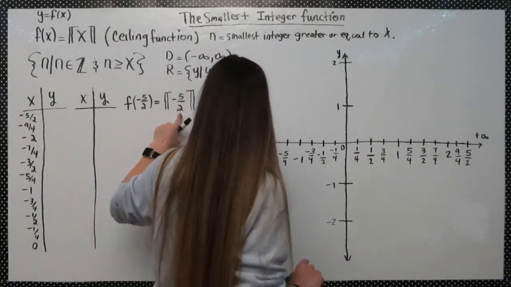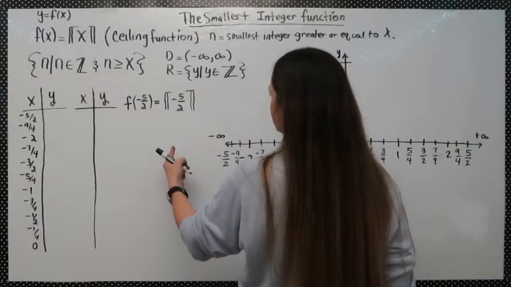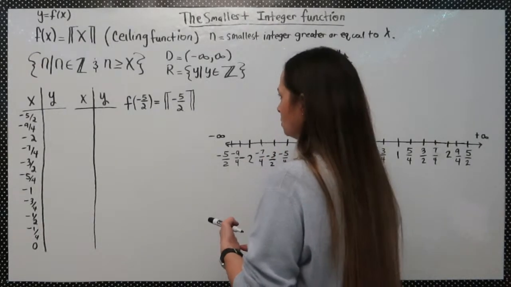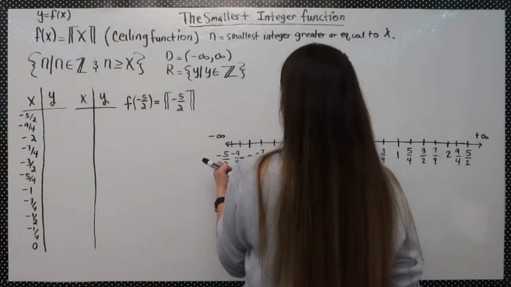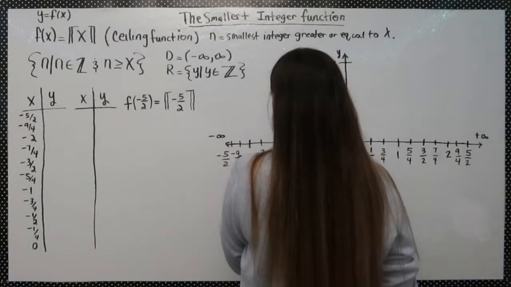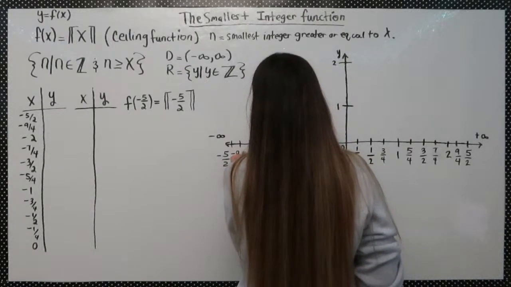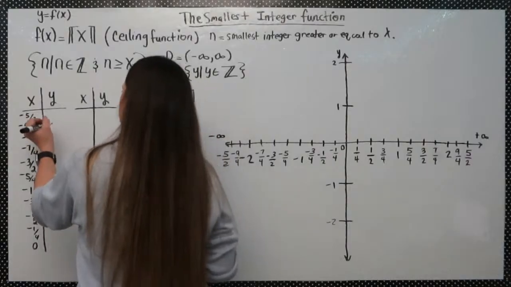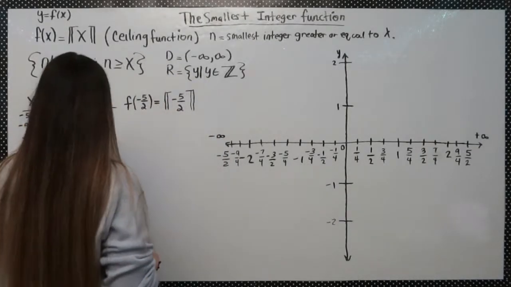And so right here, I'm looking at this value on my number line, and what is the smallest integer that is greater than or equal to negative 5 halves. And we're looking, and we're going to say that's got to be negative 2. Okay, right here, negative 2. So that point is on the graph.